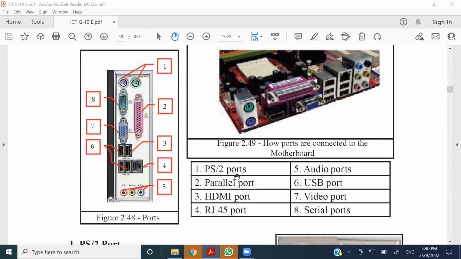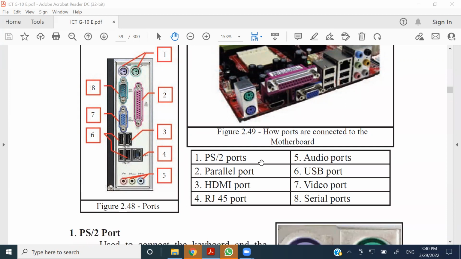And the audio ports, there are 3 audio ports. One is for the input of sound, where we fix the microphone. The other one is for the speakers, and another one is the line in. The USB port is the port that you already know, where you connect many devices through it. And there are video ports and serial ports, named 7 and 8 over here.